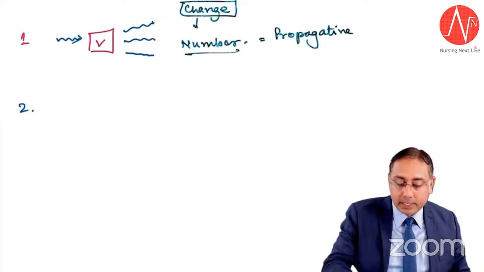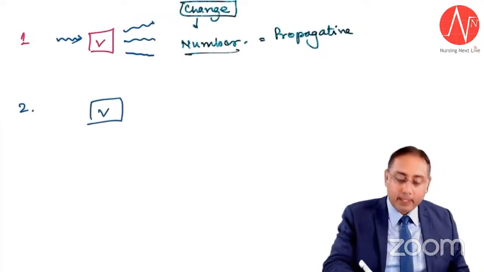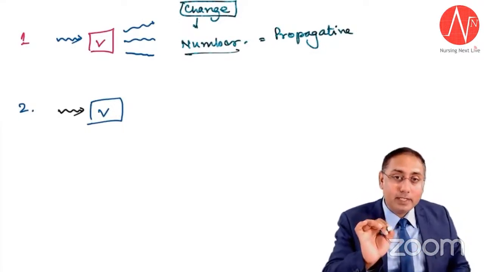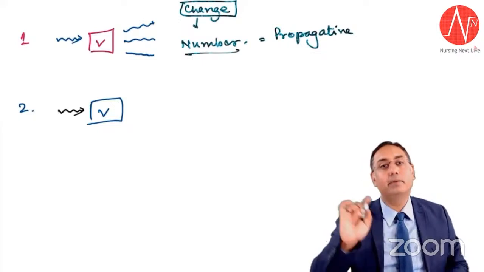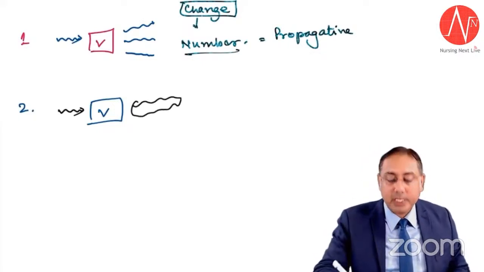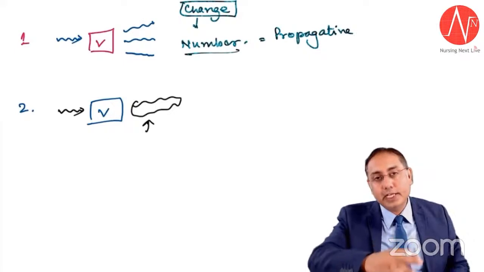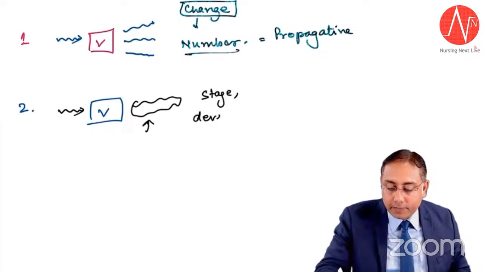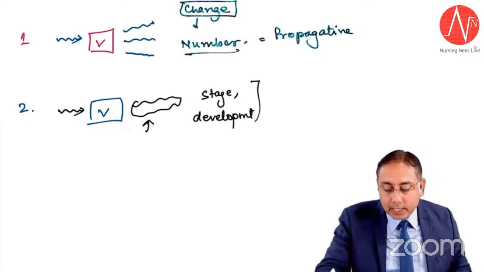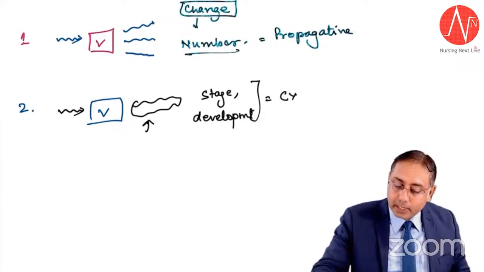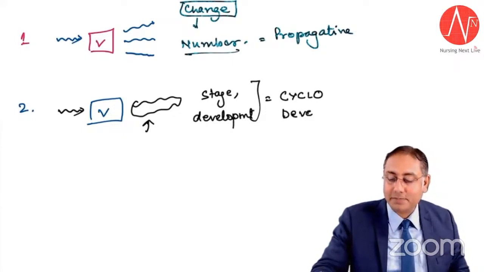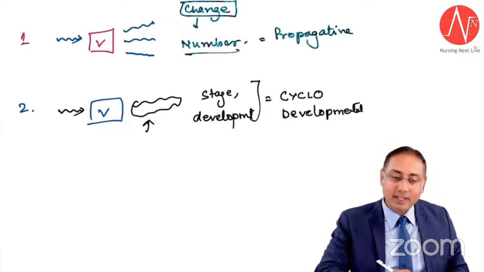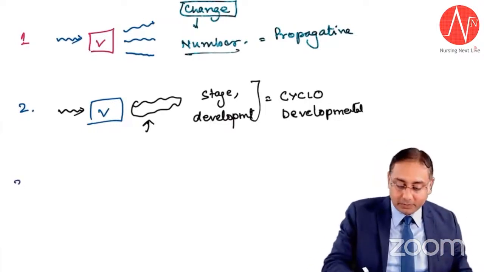Next, there could also be a certain scenario where, let us say there is a vector. In the vector, let us say one microorganism comes in, and there is only one thing coming out, but that one thing is of a different shape or size. Let us say there is a change in the stage, or there is development. This type of transmission is called a cyclodevelopmental transmission.